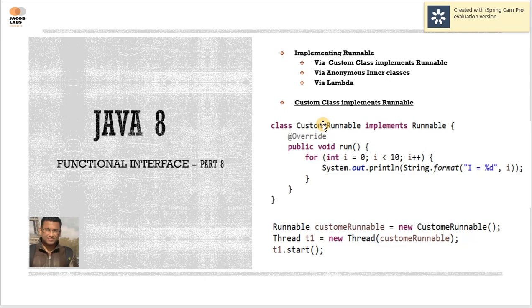The first route is the classical route where we have a custom class or an implementer class that implements Runnable and overrides the run method. So let's quickly see how that works.